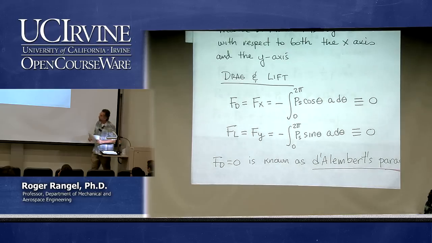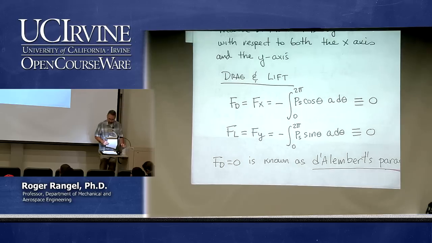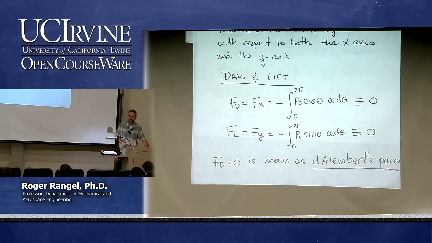You may have heard in the past that the fact that there is no drag is what is known in fluid mechanics as D'Alembert's paradox. The fact that you do all this calculation and you find that there is no drag. All right? Does anybody have a question?